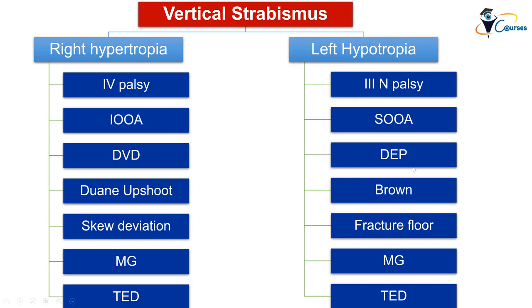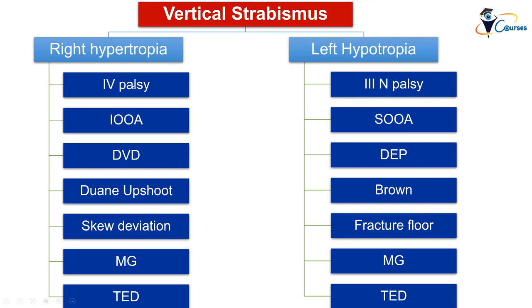Double elevator palsy, which is now called the monocular elevation deficit syndrome, in which there is a defect in elevators. So both the superior rectus and the inferior oblique are paralyzed. So this will result in hypotropia. Brown syndrome, we will discuss this later. Fracture floor of the orbit, myasthenia gravis, and again, thyroid eye disease. So this is a summary of the causes that may result in hypertropia or hypotropia.